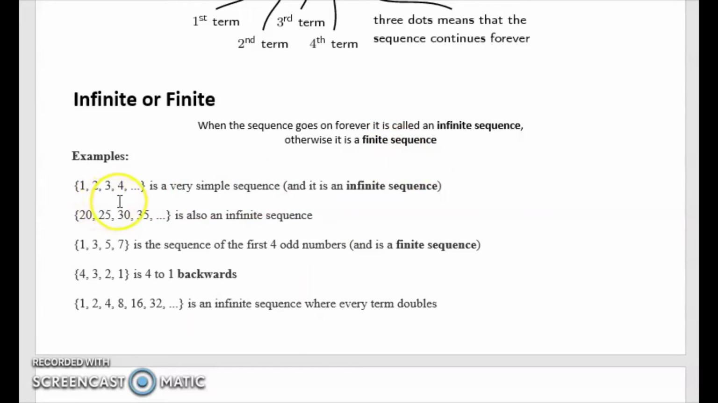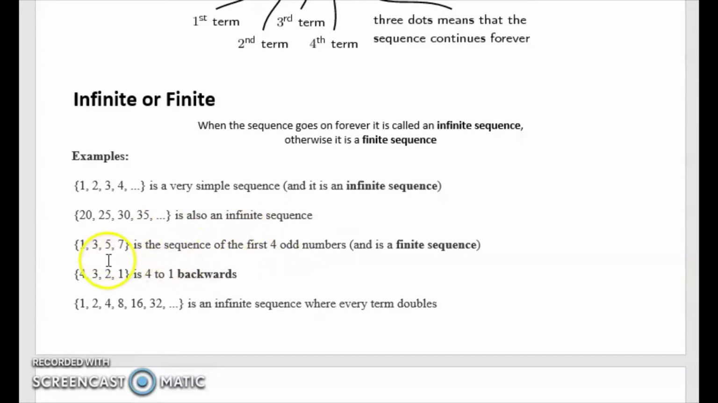1, 2, 3, 4. It is in ascending order. It is a very simple sequence and it is infinite because of the three dots present in the set of numbers. Next, the same, 20, 25, 30, 35. They are multiples of 5, so they are in order. The ellipsis is present again, so it is an infinite sequence.